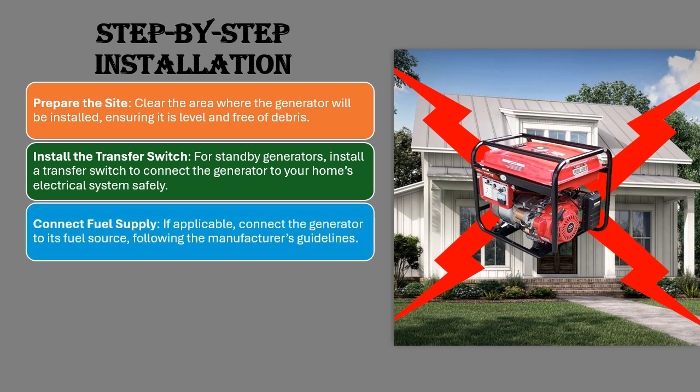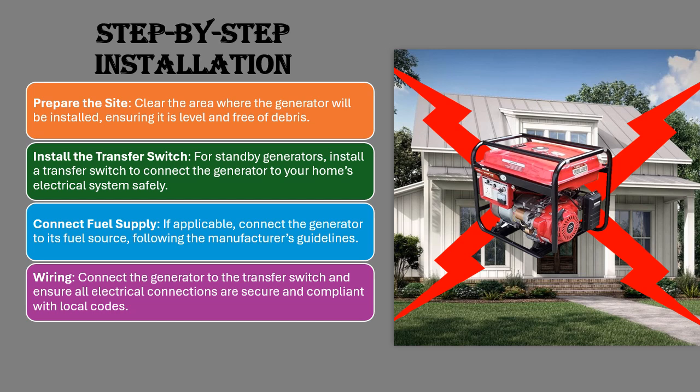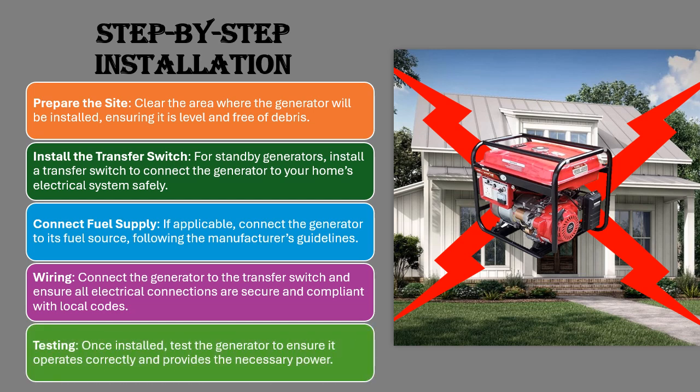Connect fuel supply. If applicable, connect the generator to its fuel source, following the manufacturer's guidelines. Wiring. Connect the generator to the transfer switch and ensure all electrical connections are secure and compliant with local codes. Testing. Once installed, test the generator to ensure it operates correctly and provides the necessary power.